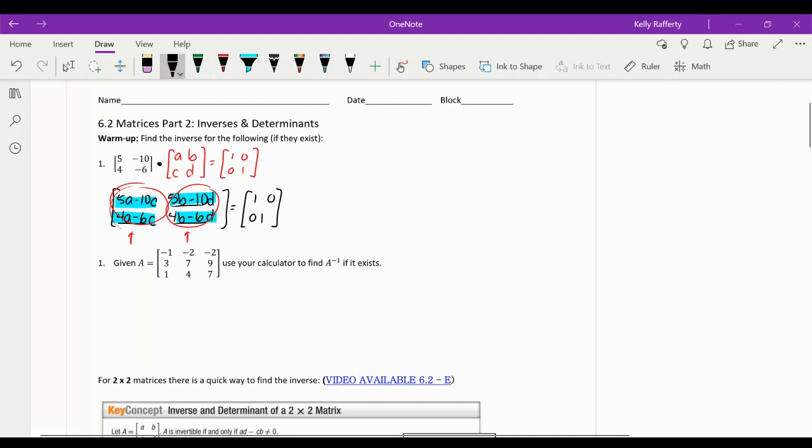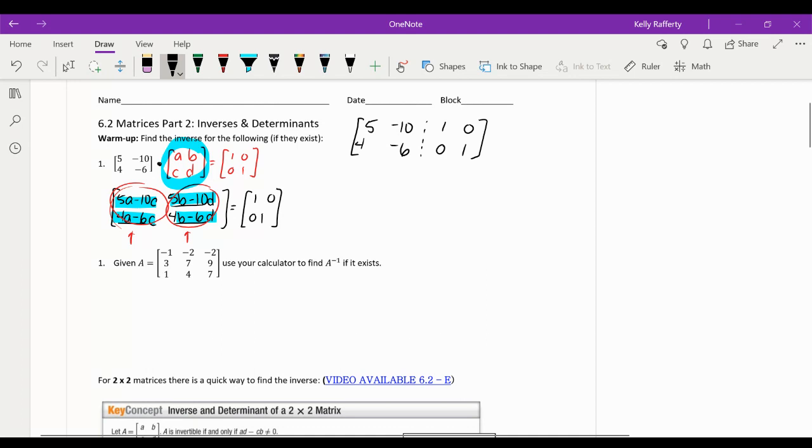If you want more about why this works, you should go watch the second video linked above. But otherwise, what we're going to do is set up this double augmented matrix where here's my coefficient matrix. So I've got 5, negative 10, 4, and negative 6. On the other side, it's my answer, 1, 0, 0, 1. And we're solving for this matrix here, A, B, C, D.